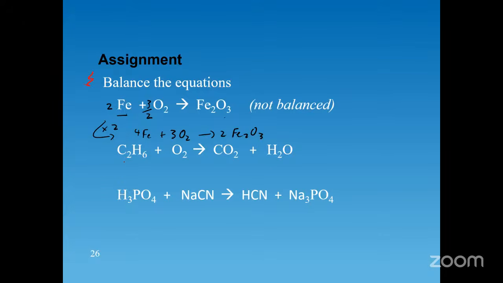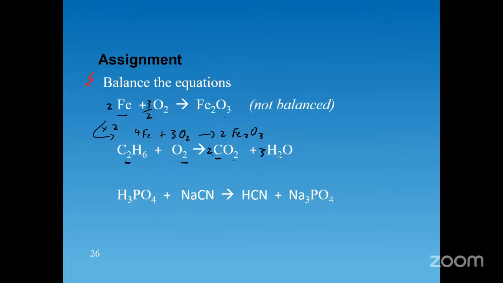Okay, so if you look at the next one, you notice that there are 2 carbons here. There's only 1 here. So what I would do is put a 2 here. And then you notice that there's a 6 here for the hydrogen, but there's only 2 here. So what I'll do is put a 3 here. All right? So now we get to the oxygens. How many oxygens do we have on the left side? We have 2 total, right? How many do we have on the right side? 4 plus 3, 7 total, right?